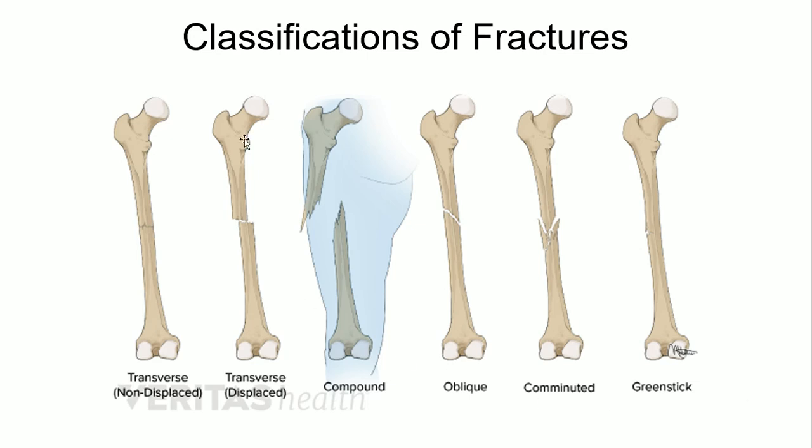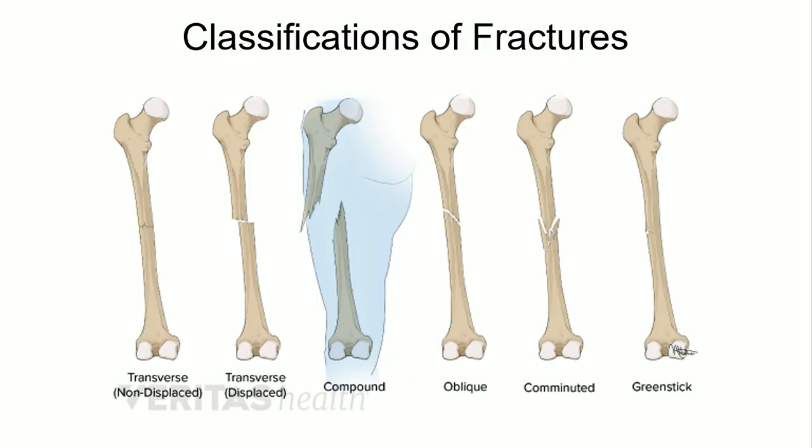Any of these can be displaced, right? Except for green stick, which we'll get to. So non-displaced, we're still in alignment. Displaced, we're out of alignment. A transverse break is a clean break straight across the bone.